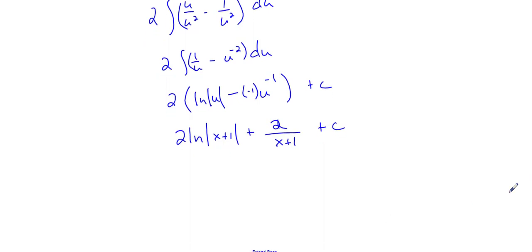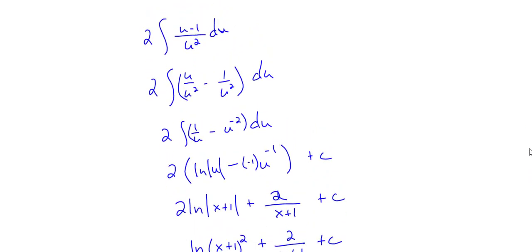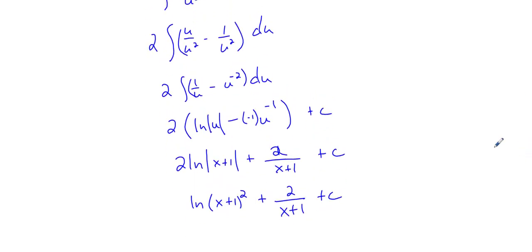Is there another way we could write this? Okay, we have a constant multiplier out in front of natural log. That means we can go to the exponent. If we square this argument, we probably wouldn't need the absolute value, right? So it could be natural log x plus 1 quantity squared. Like so. Could happen. Okay. Questions on that?